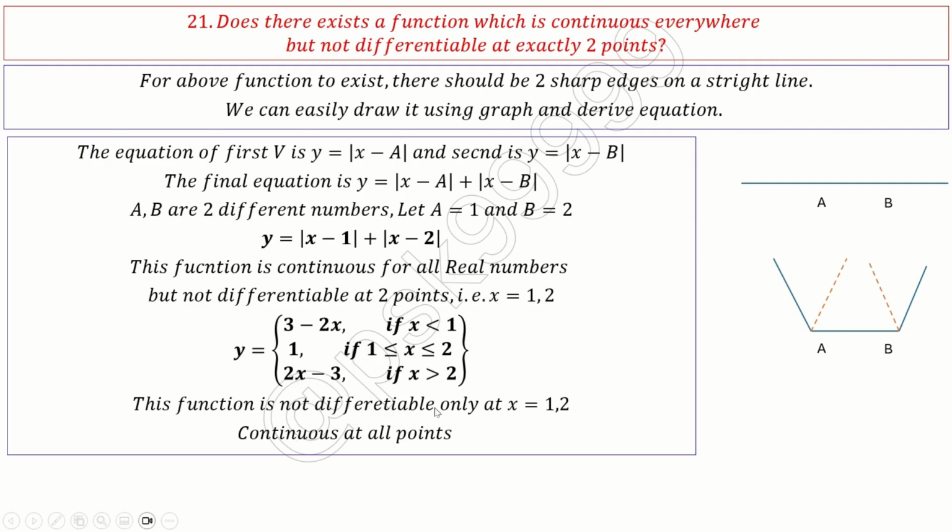This function is not differentiable only at 1, 2. You can easily prove that, right? For y equal to 1, this is continuous but not differentiable. That's all. So you can easily prove that. If I differentiate this one, this is nothing but minus 2, 0, 2. Correct? Minus 2, 0, and 2. So this is not differentiable at 1 and 2.